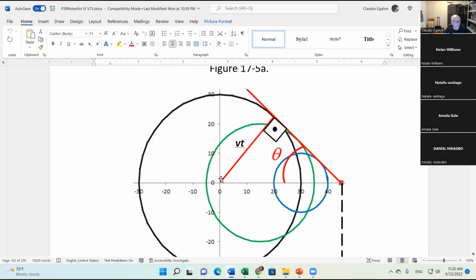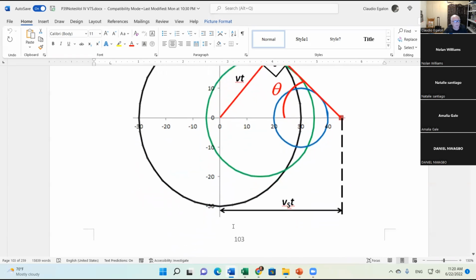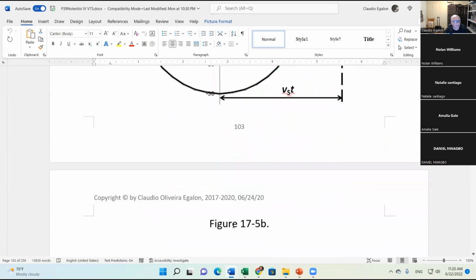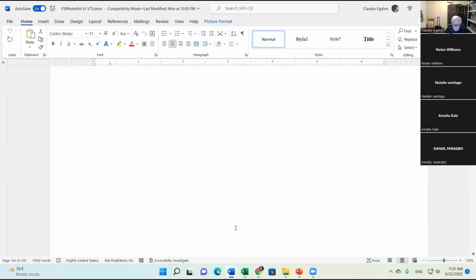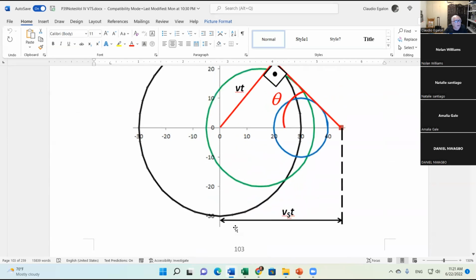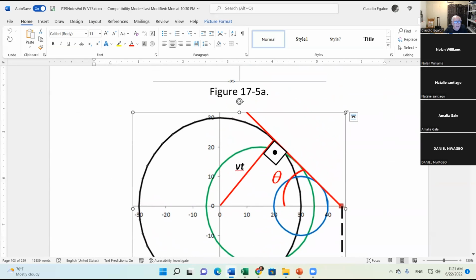That's the velocity of the wave times t. That's the velocity of the source times t. Right? Velocity of the wave times t divided by velocity of the source times t is equal to the sine of theta. That's where I get that relation that you saw. And that's what we have for this section here. Okay, do you have any questions about that?